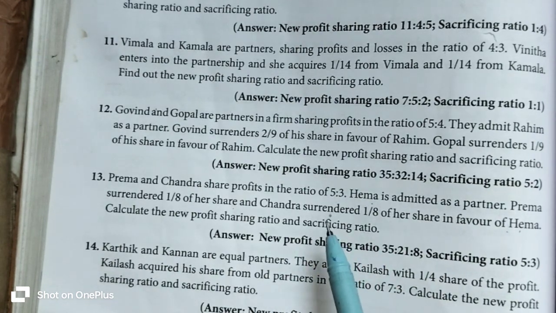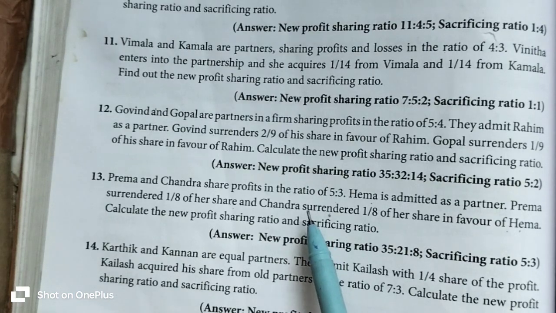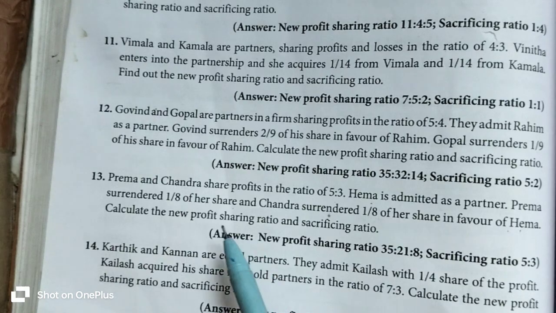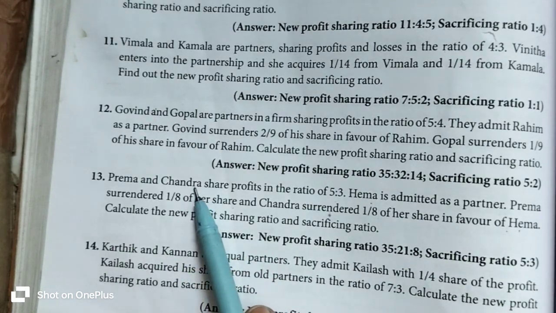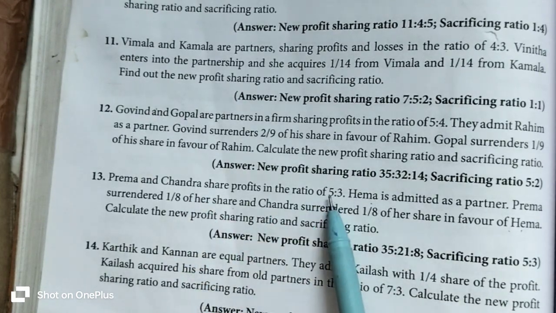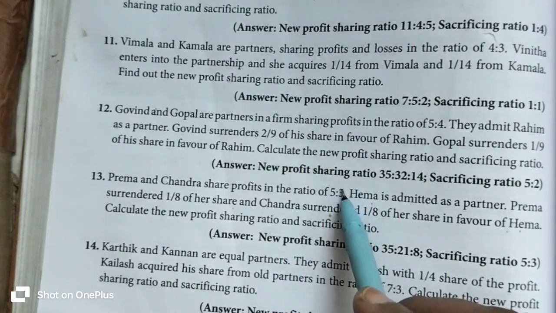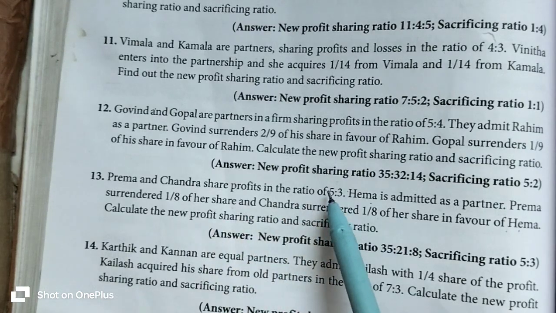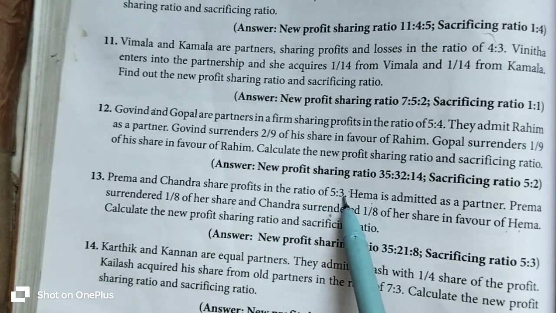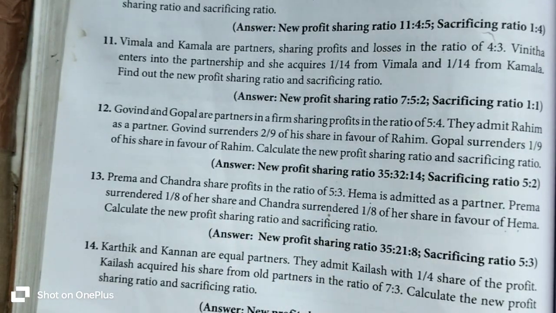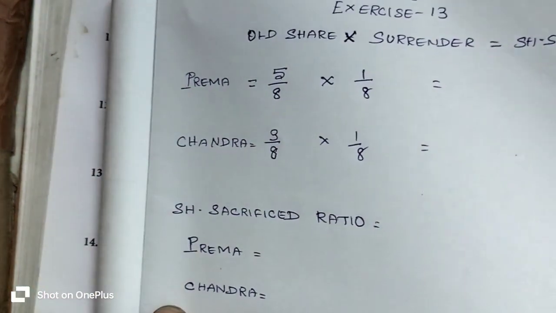Let's understand what they have given here, and then what they asked us to calculate. Prema and Chandra both are old partners. Their old profit sharing ratio is 5:3. So 5:3 means 5 plus 3 equals 8. Prema's old profit sharing ratio is 5/8 and Chandra's old profit sharing ratio is 3/8.